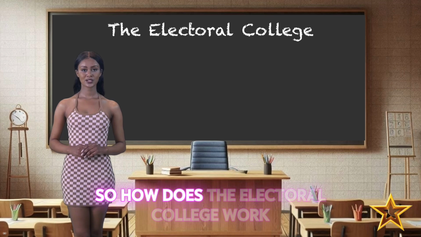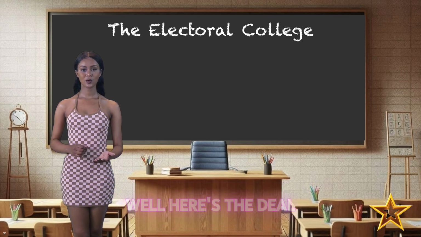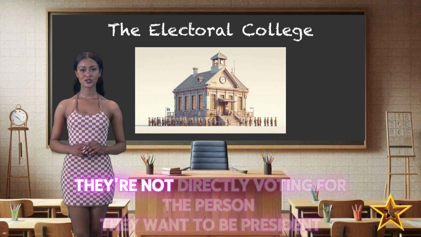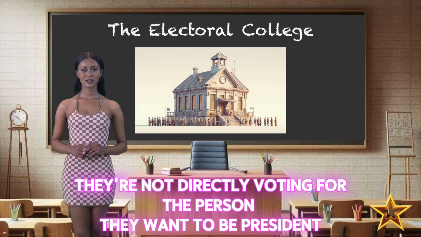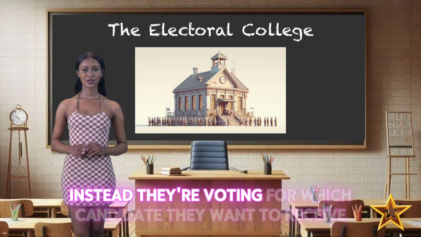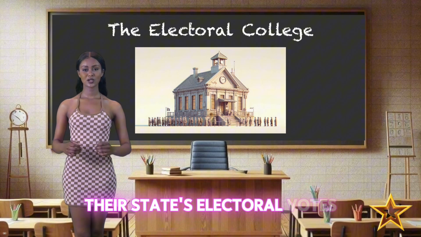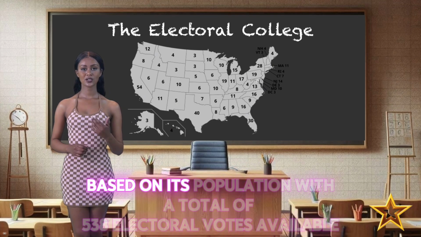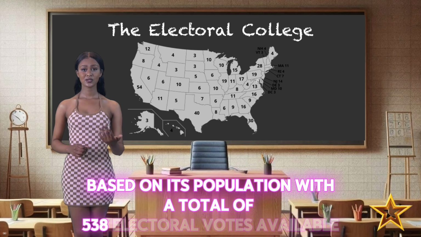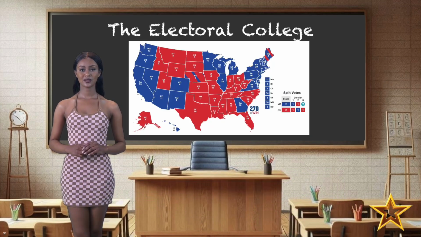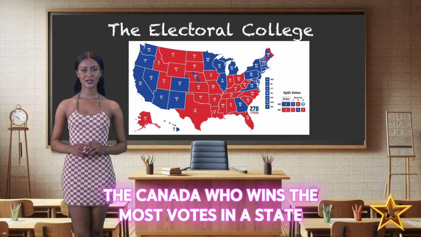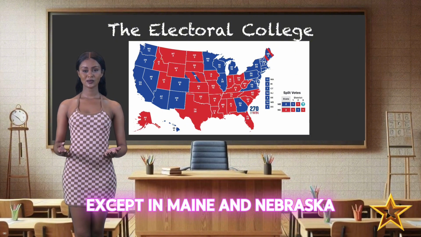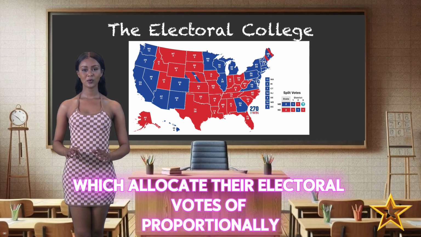So, how does the Electoral College work? Well, here's the deal. When Americans vote for president, they're not directly voting for the person they want to be president. Instead, they're voting for which candidate they want to receive their state's electoral votes. Each state is allocated a certain number of electoral votes based on its population, with a total of 538 electoral votes available. The candidate who wins the most votes in a state gets all of that state's electoral votes, except in Maine and Nebraska, which allocate their electoral votes proportionally.